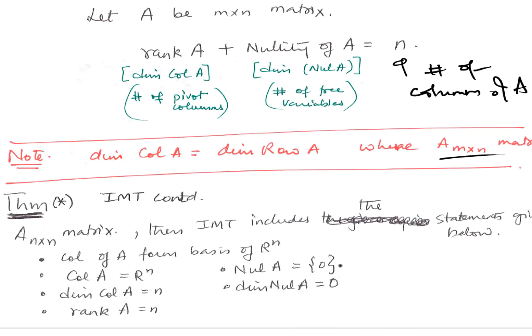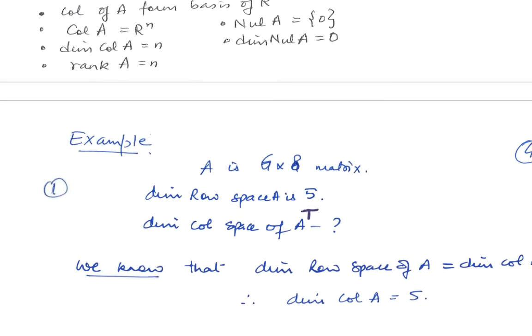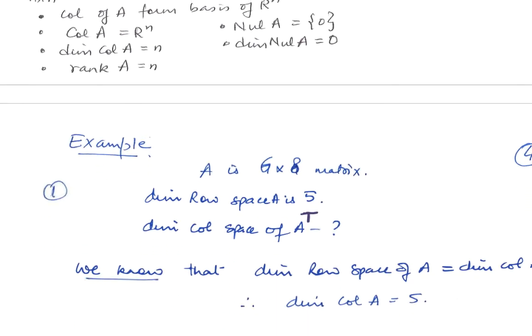Remember, the null space of A is all the elements which map onto the zero element when multiplied. So it only has the zero vector. That's what this means. And a zero vector is a subspace of every vector space. So the dimension of the null space is zero. Now let's do some examples, which will help us get some practice.